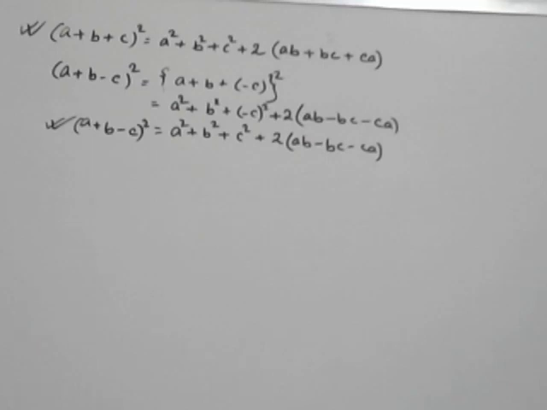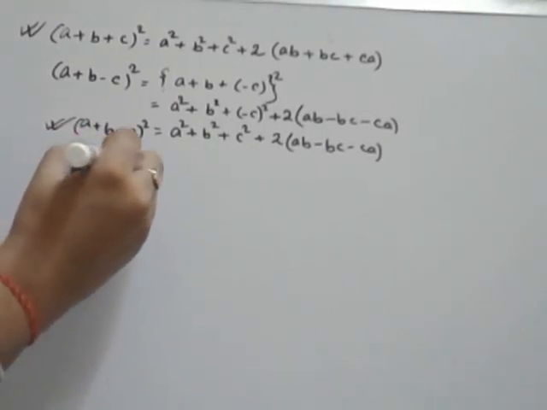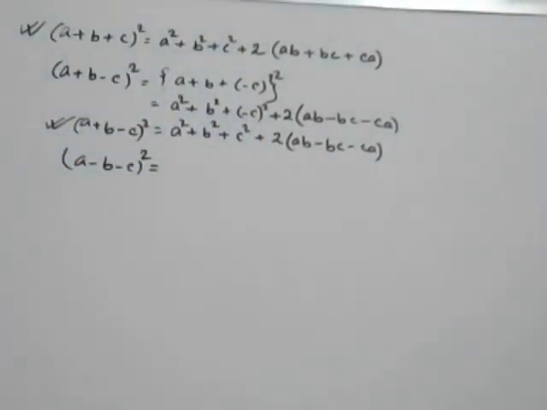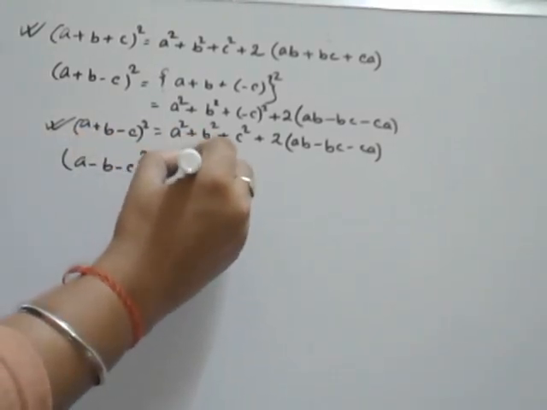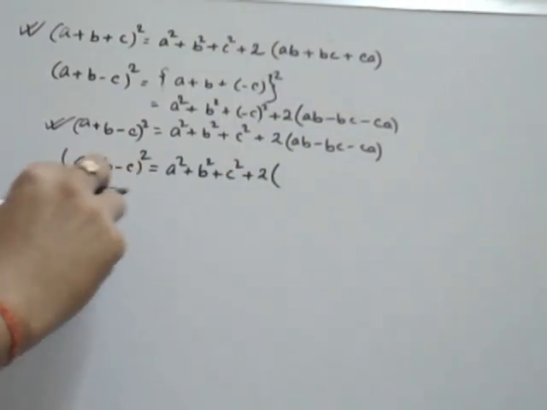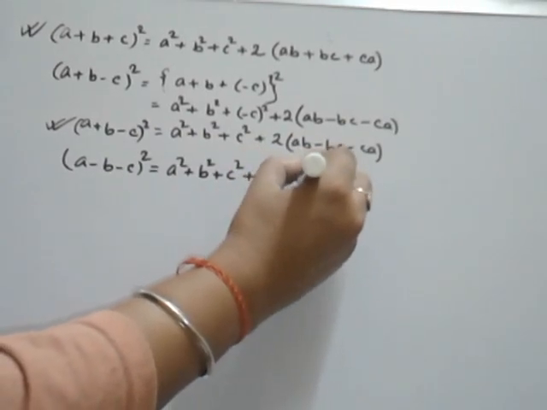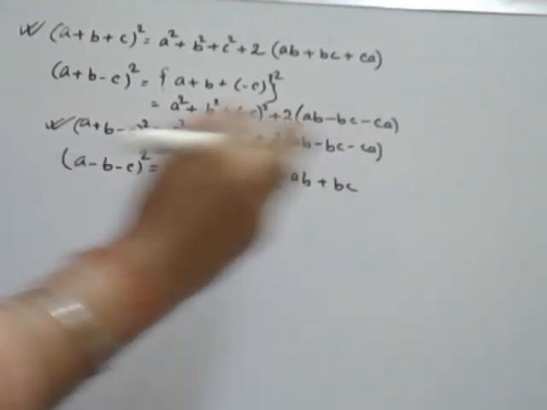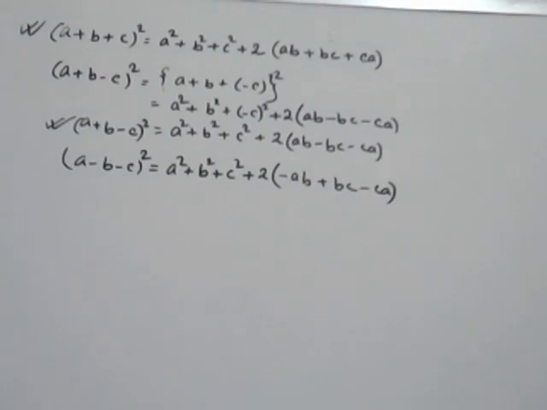Now if we find the (a - b - c) formula, what is the result? Now from this rule we can easily write the formula, that is a square plus b square plus c square plus 2 into the product of these two: a into minus b, minus ab; minus b into minus c, plus bc; a into minus c, that is minus ca. So the result is this.